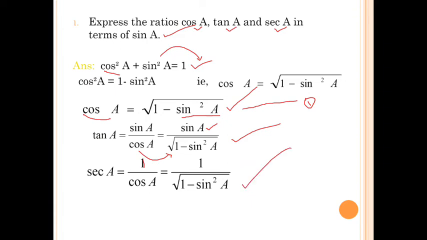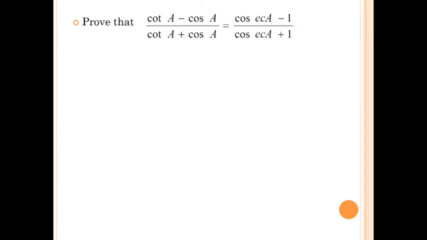Now we will be checking another problem. Prove that (cot A minus cos A) by (cot A plus cos A) is equal to (cosec A minus 1) by (cosec A plus 1). So to prove, let this be LHS. We will be evaluating this LHS.